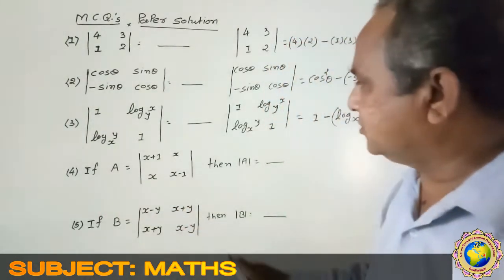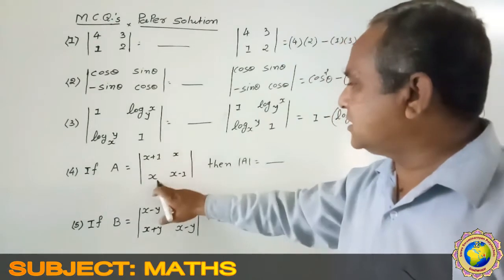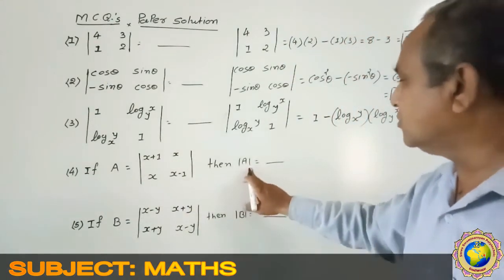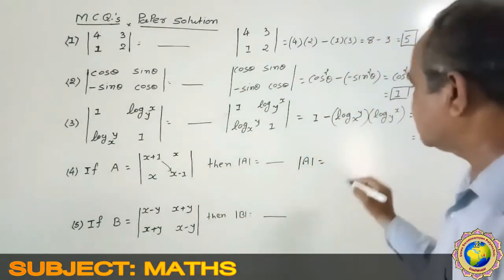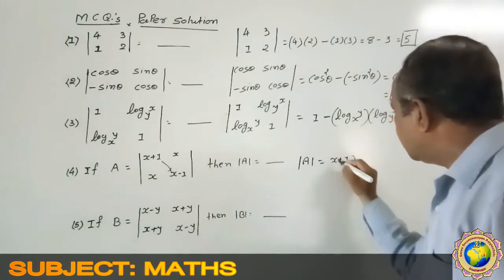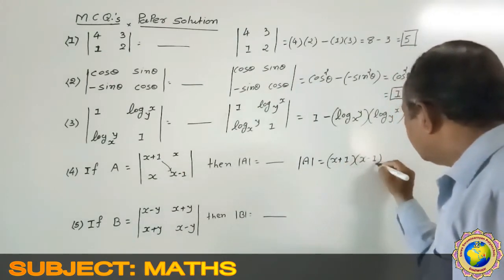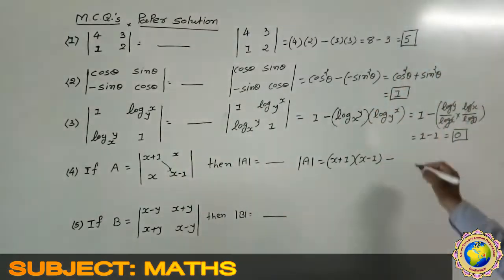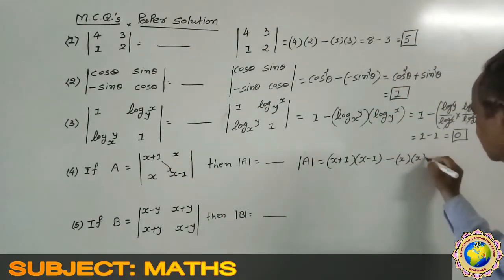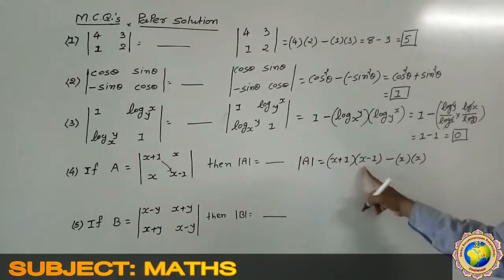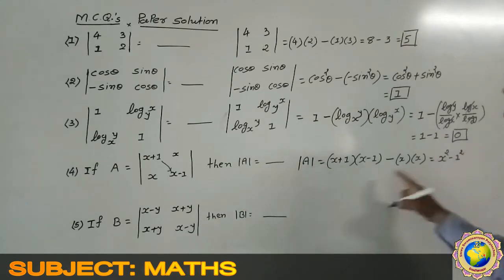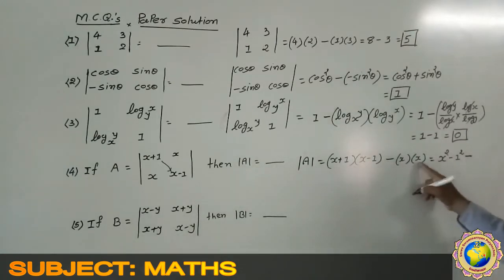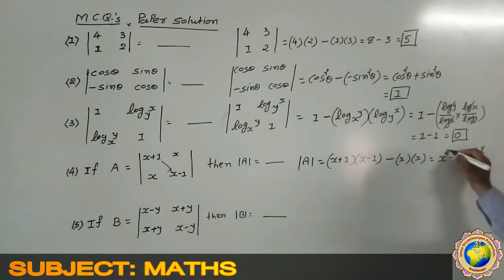Now fourth. A is equal to the matrix x plus 1, x, x and x minus 1, then mod A is equal to cross multiplication: x plus 1 multiplied by x minus 1, minus x multiplied by x. So x square minus 1 square minus x square, the x square terms cancel, and the answer is minus 1.